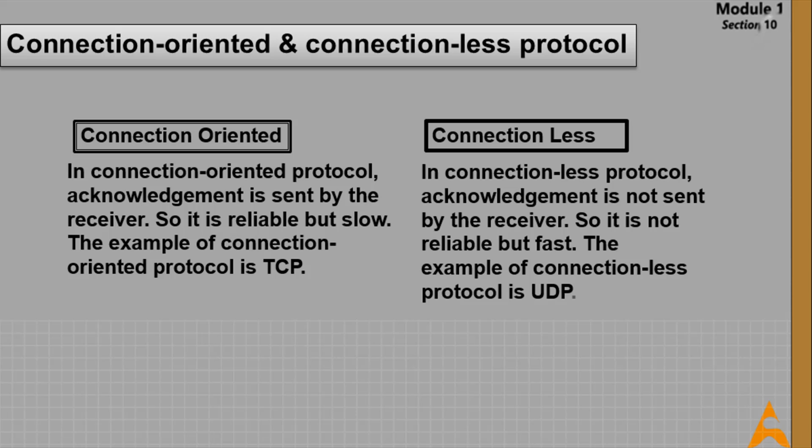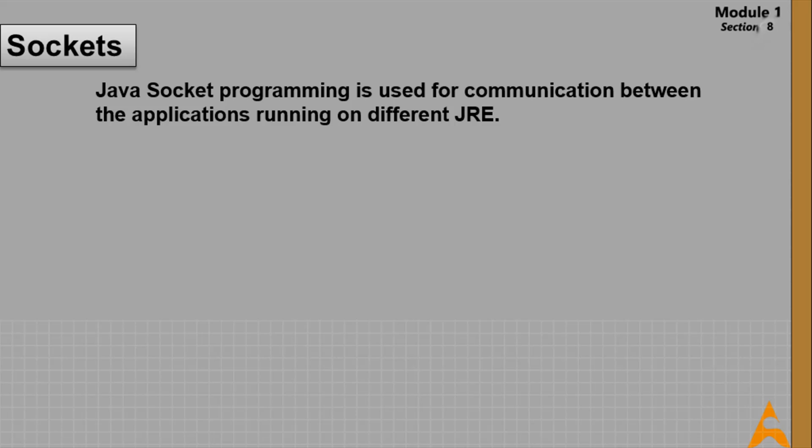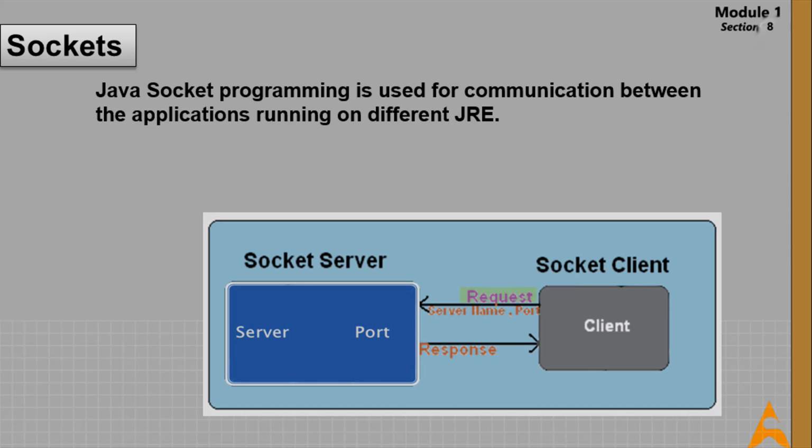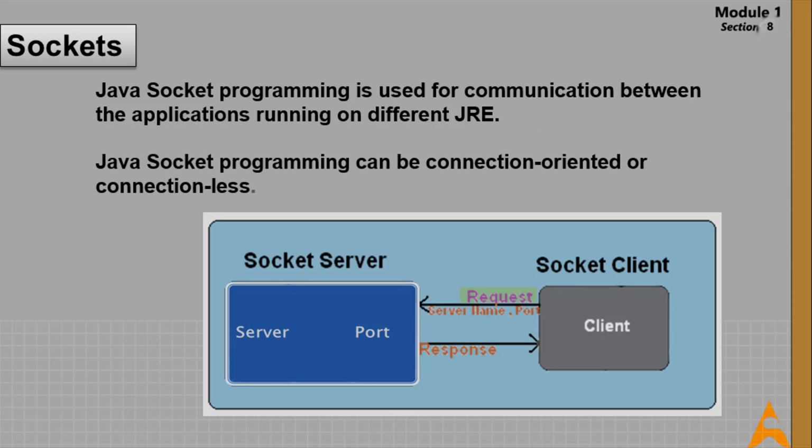Now let's discuss sockets in networking. Java socket programming is used for communication between the applications running on different JRE. A network socket is an internal endpoint for sending or receiving data at a single node in a computer network. Concretely, it is a representation of this endpoint in networking software, protocol stack, such as an entry in a table listing communication protocol, destination, status, etc., and is a form of system resource. Java socket programming can be connection-oriented or connection-less.